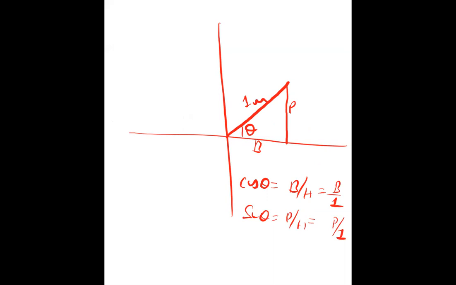Therefore, base is nothing but x coordinate and hypotenuse is 1. Perpendicular is y coordinate and hypotenuse is 1. That's why cos theta is x and sine theta is y. So its x coordinate and y coordinate always represent cos theta and sine theta.